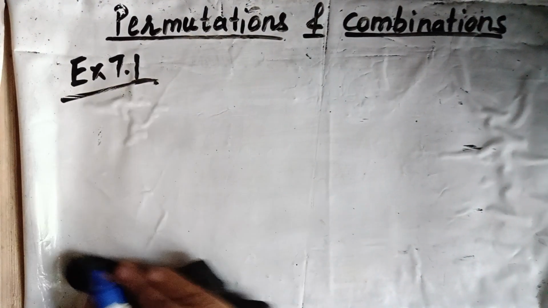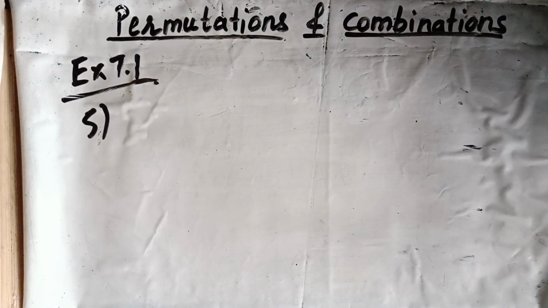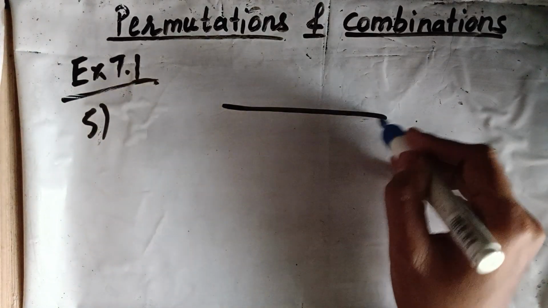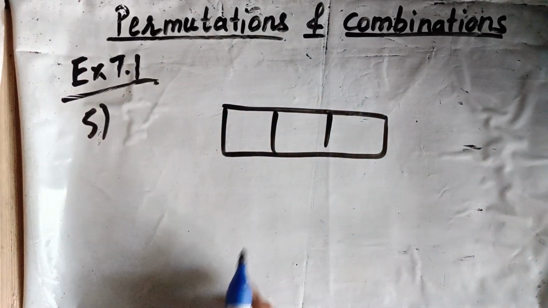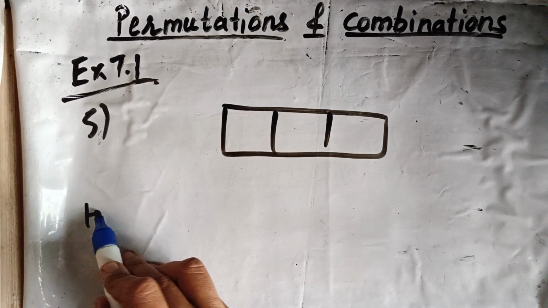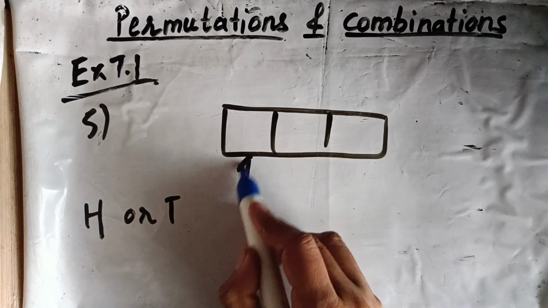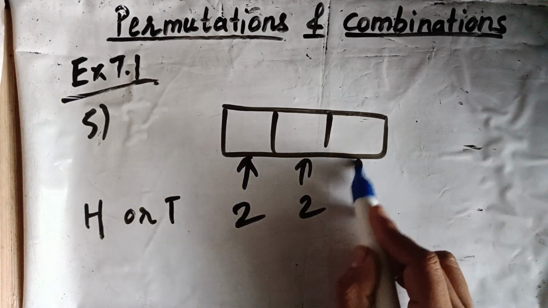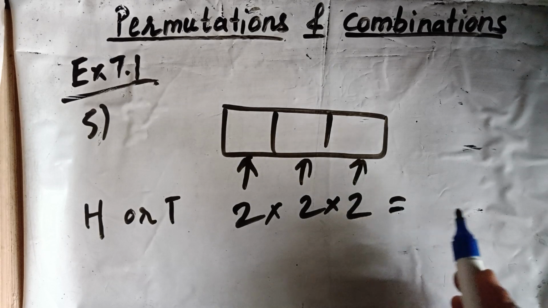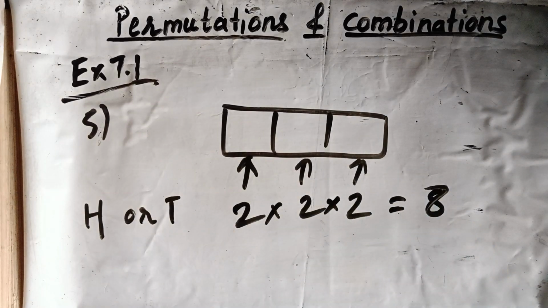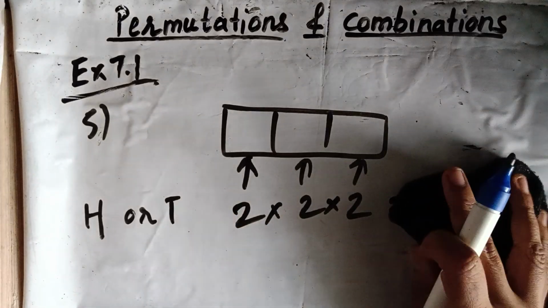Next question. A coin is tossed 3 times and the outcomes are recorded. How many possible outcomes are there? When a coin is tossed, you can get either head or tail, so 2 possible outcomes. Here it is tossed 3 times. So how many possible outcomes? This can be filled in 2 ways, 2 ways and 2 ways. 8.